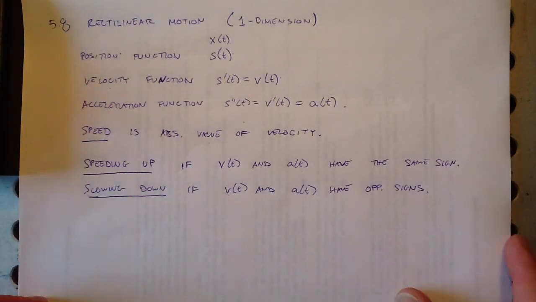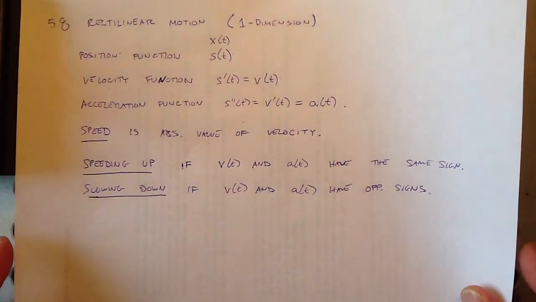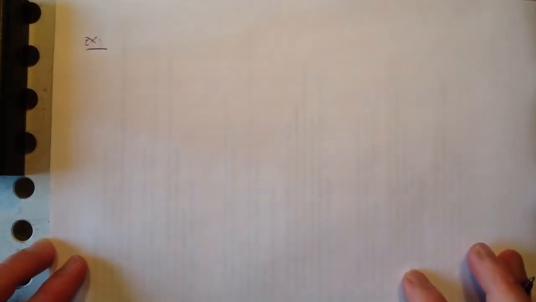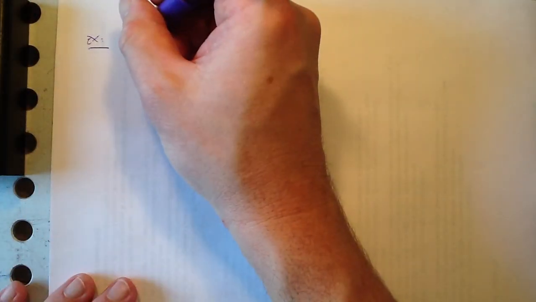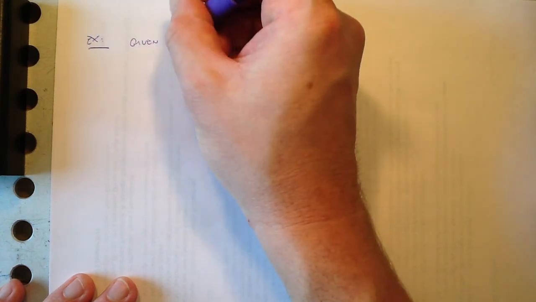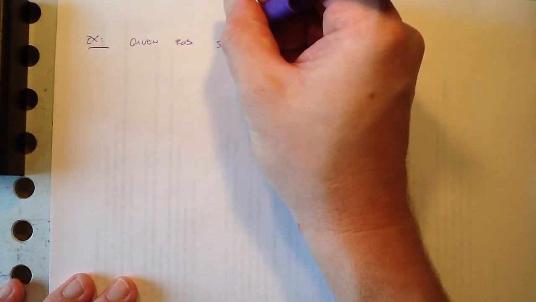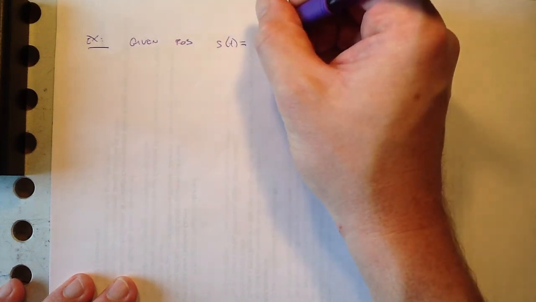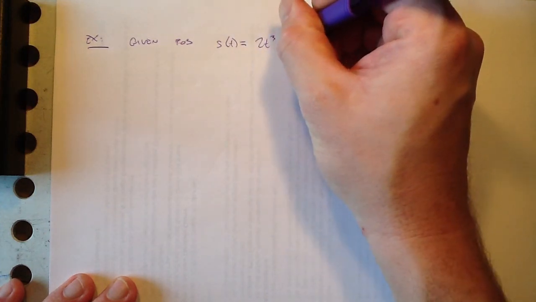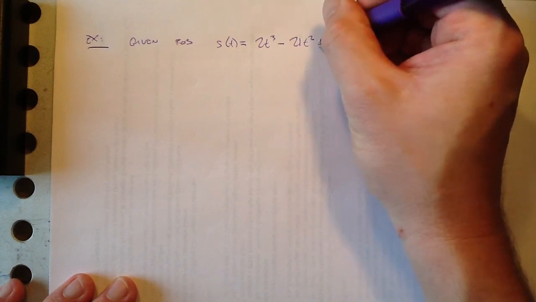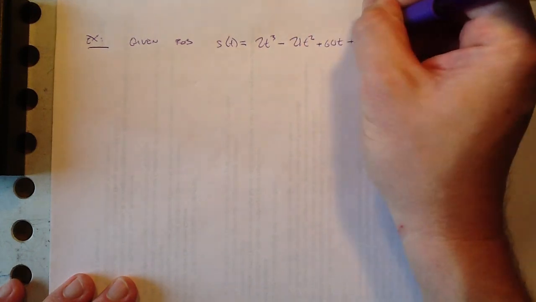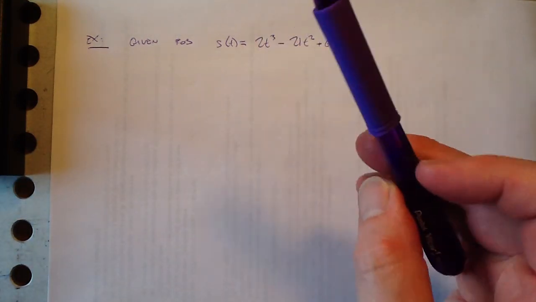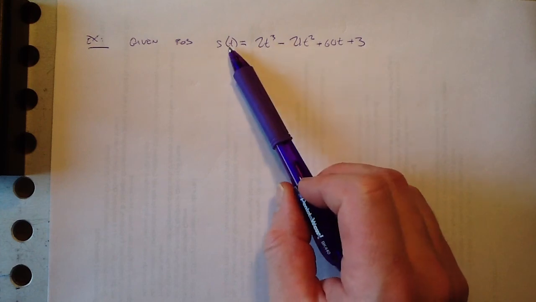Okay, so let's do an example and see what we can figure out. So let's say we are given a position function s of t is equal to 2t cubed minus 21t squared plus 60t plus 3. You might just think what you know about polynomial functions. How many times can this thing possibly turn around?